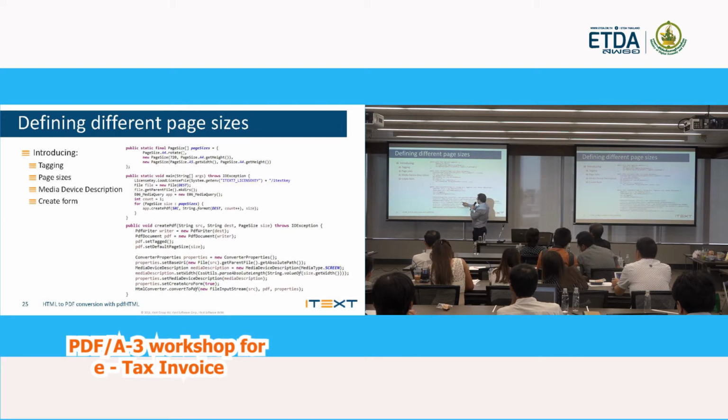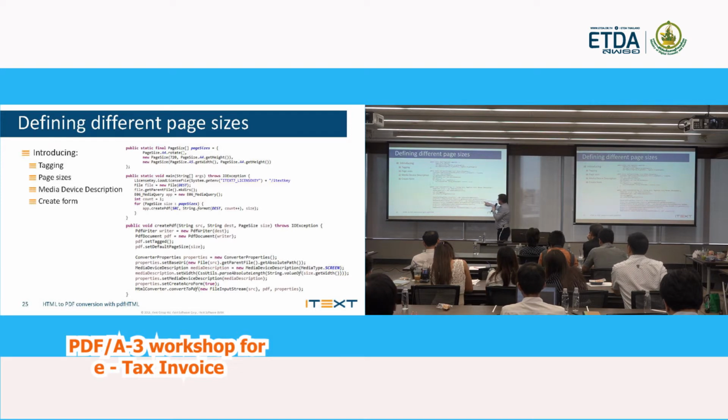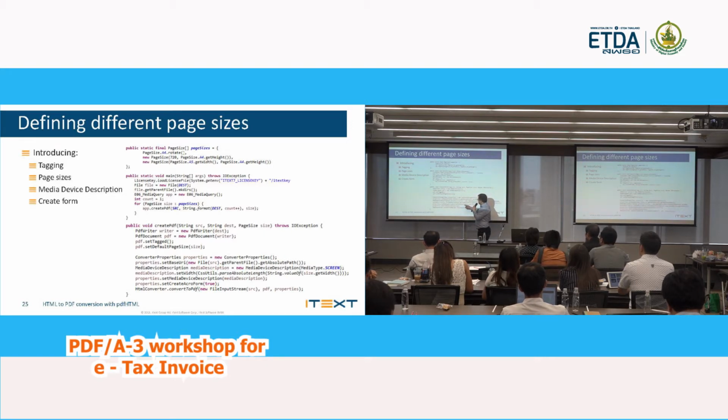Now, again, we have converter properties. We define the base URI so that iText knows where to find the external CSS. And we define a media description where we say, well, the new media description is we are going to create a PDF that has to be viewed on a screen. And we are going to set the width of the screen to a size that corresponds with the page size. And then we add the media device description to the media description.